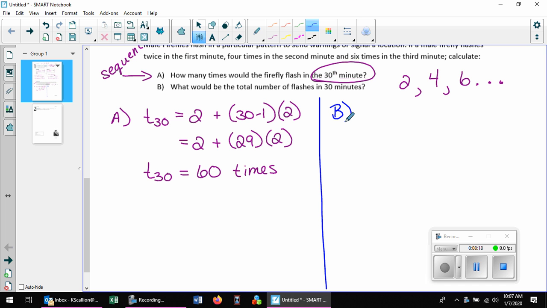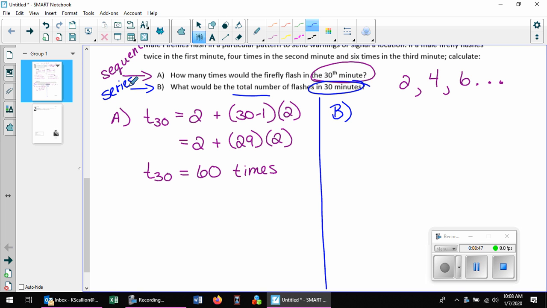So now the question is, what would be the total number of flashes in 30 minutes? So the 30th minute and within the 30 minutes. This is a series question, so this is asking for the sum. How many times in 30 minutes did the firefly actually flash? We're going to use the sum formula. Now, do you want to use option one or option two?